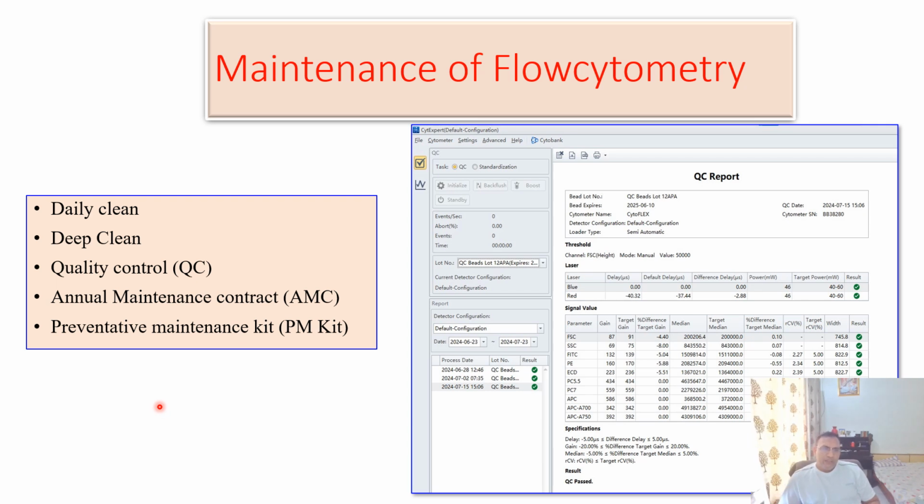Another important thing, you have to maintain the flow cytometer with an annual maintenance contract. Otherwise, it will not work smoothly, and you have to change some consumables and pipes regularly, every year. For this, you have to purchase a PM kit, meaning preventive maintenance kit. Then only can you maintain your flow cytometer and get accurate results. Otherwise, there is no use in procuring the flow cytometer.